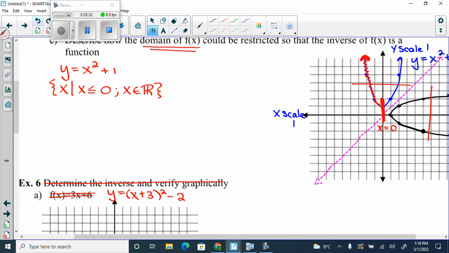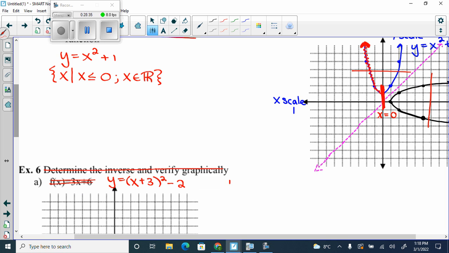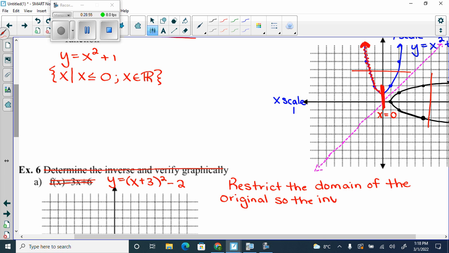What I want you to do here is restrict the domain of the original so the inverse is a function, and draw the restricted original and inverse.